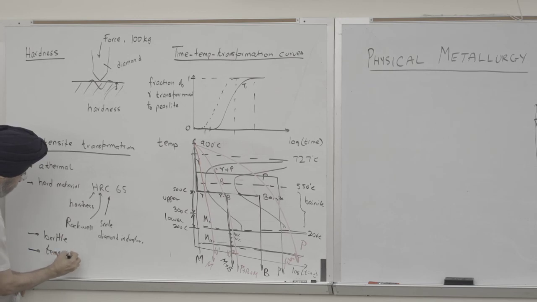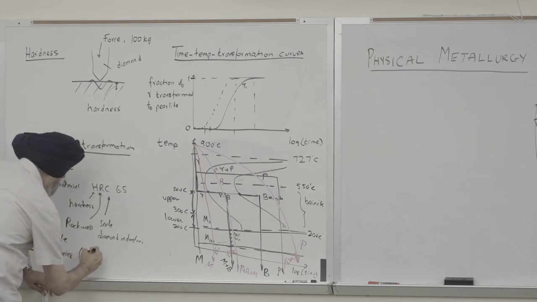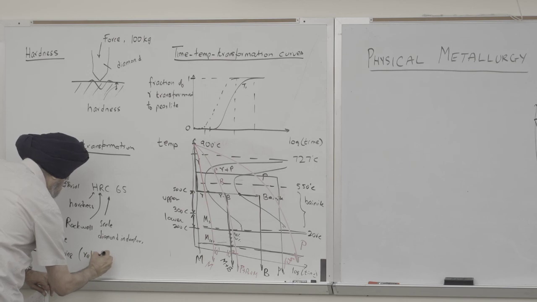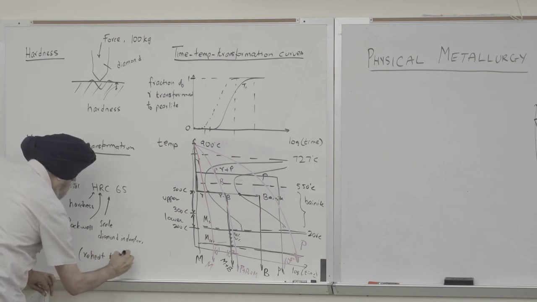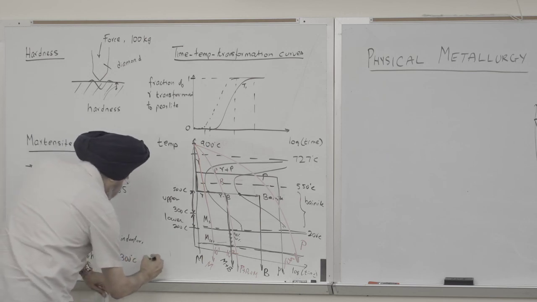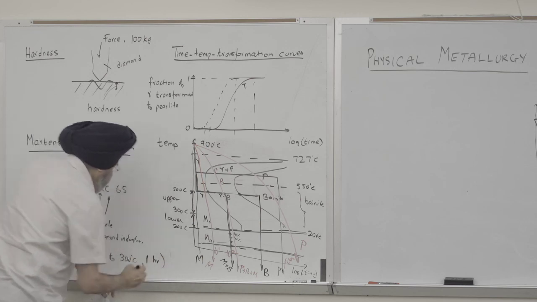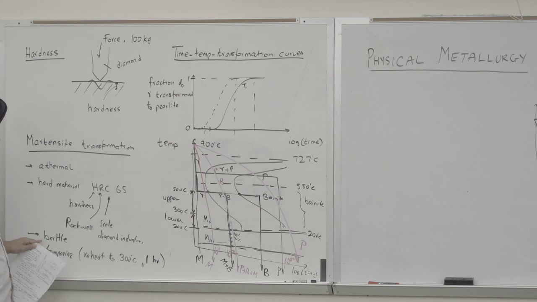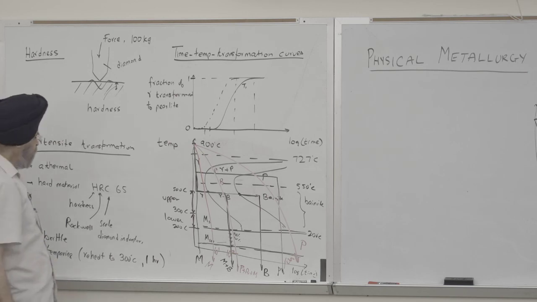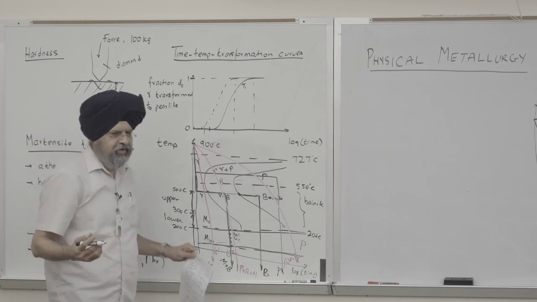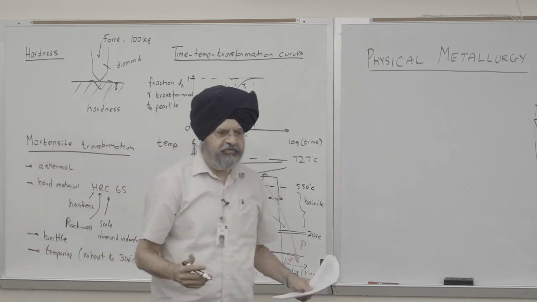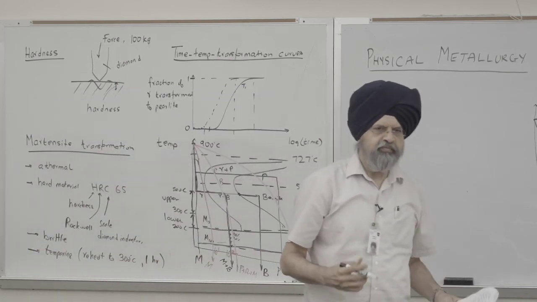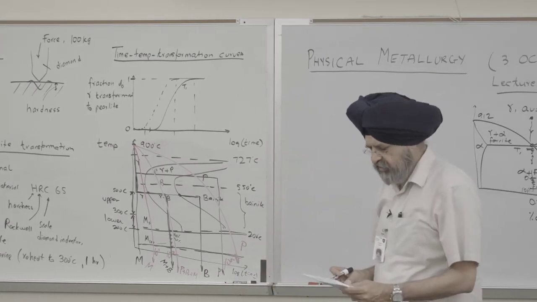So tempering means we reheat to, let's say, 300 degrees centigrade approximately. I'm just guessing, for let's say 1 hour. So this martensite gets tempered, and now it gets very tough. So the word tough means it doesn't break. So in metallurgy, toughness means you have to put in a lot of energy to break the steel.